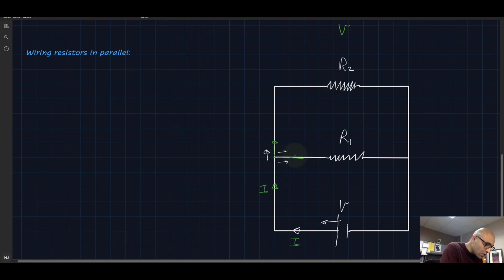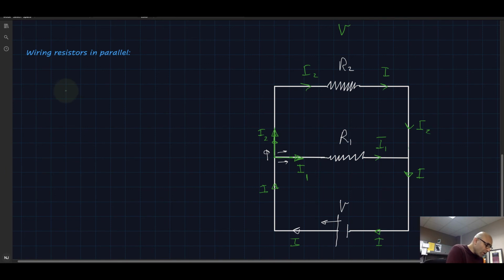Basically, I will call this I1 because we don't know its value, and the current here I'm going to call I2. So what's going through here is I2, this is I2, and this is I2. This here is I1, and once they get together here, they meet and form I again. And here it's going to be I again. So that's what's actually going to happen in the circuit.